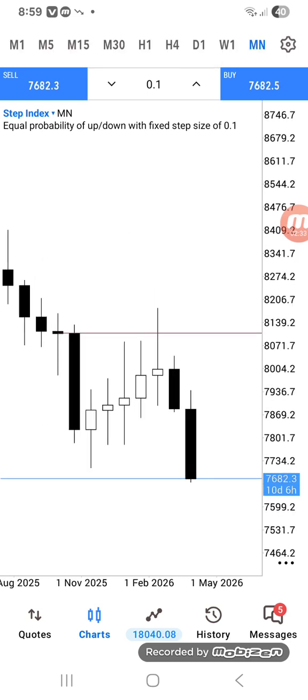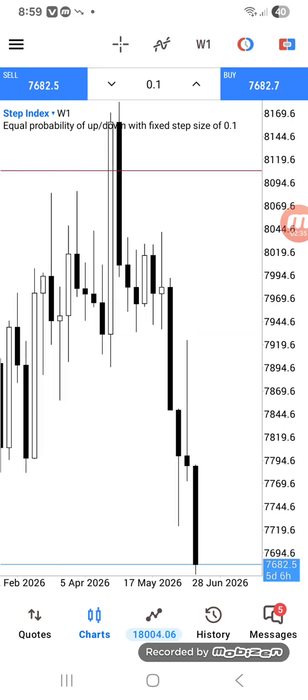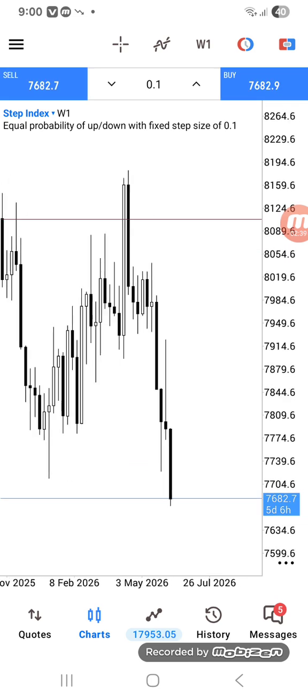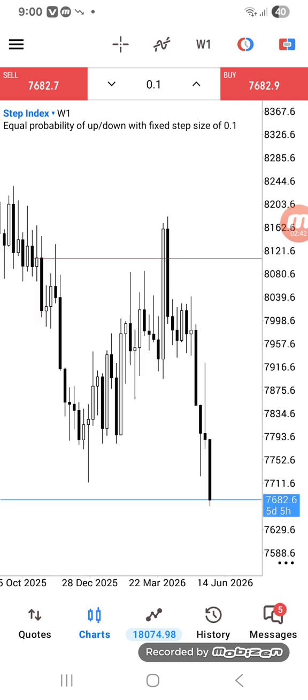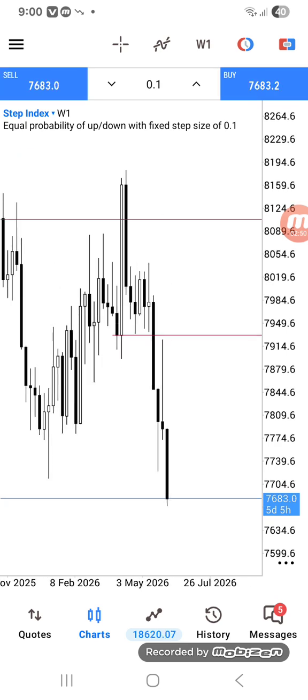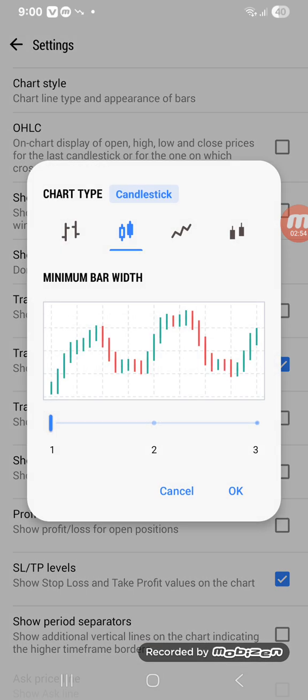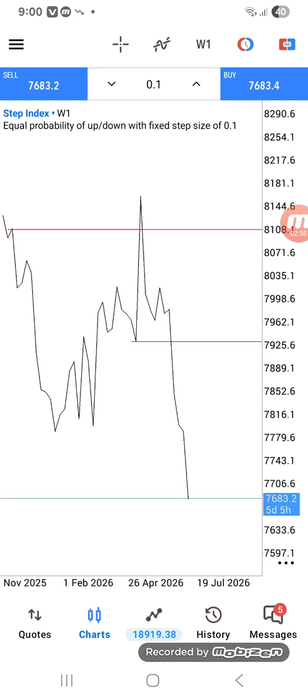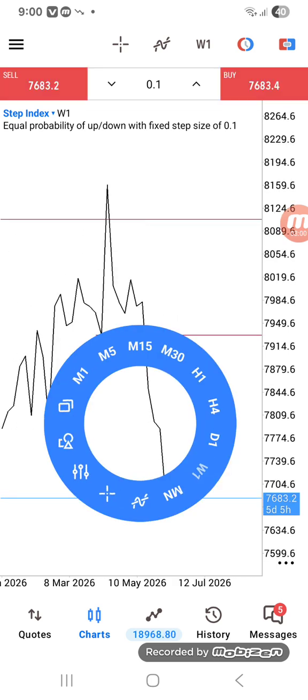Now let's move to the weekly time frame. On the weekly time frame, where did the breakout happen? The breakout happened here. You can switch to a line chart so that you can see your confirmation very well. You see, that's where the breakout happened.